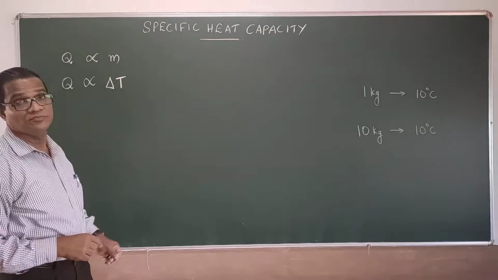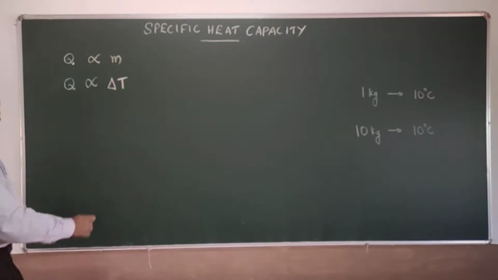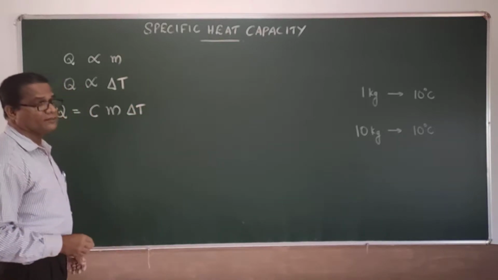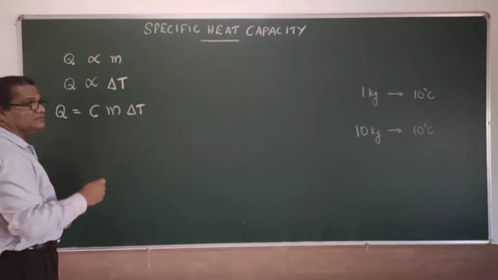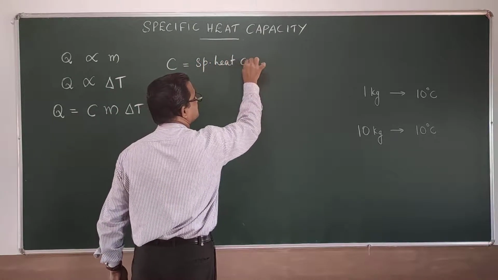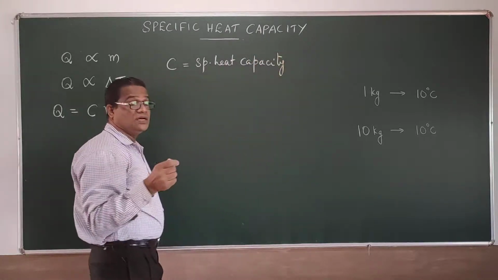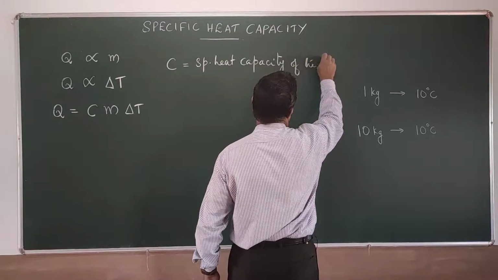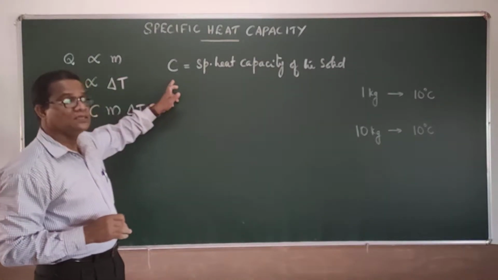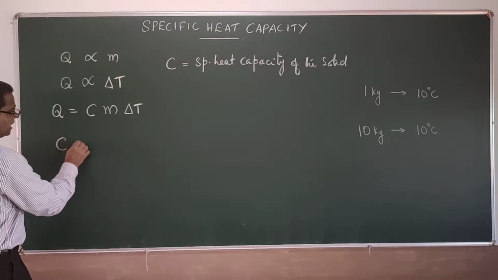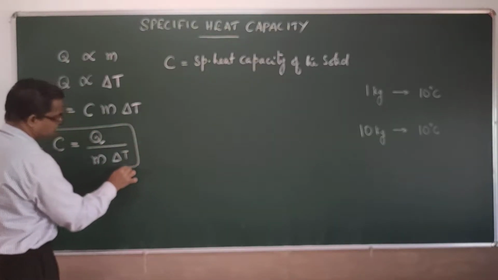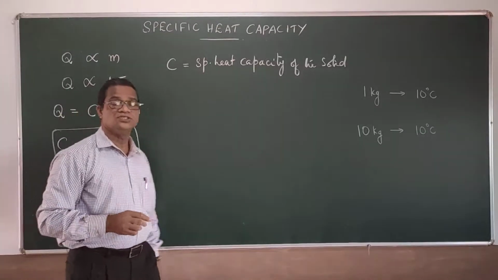Increase in temperature, where T is the temperature of the body. And therefore, Q will be equal to C into mass into increase in temperature. This particular quantity C, we call it the proportionality constant, but that C is the specific heat capacity of the solid, because for a particular solid there will be a value for that. And this specific heat C can be defined using this formula: heat energy divided by mass into rise in temperature. This equation you can use for defining specific heat.